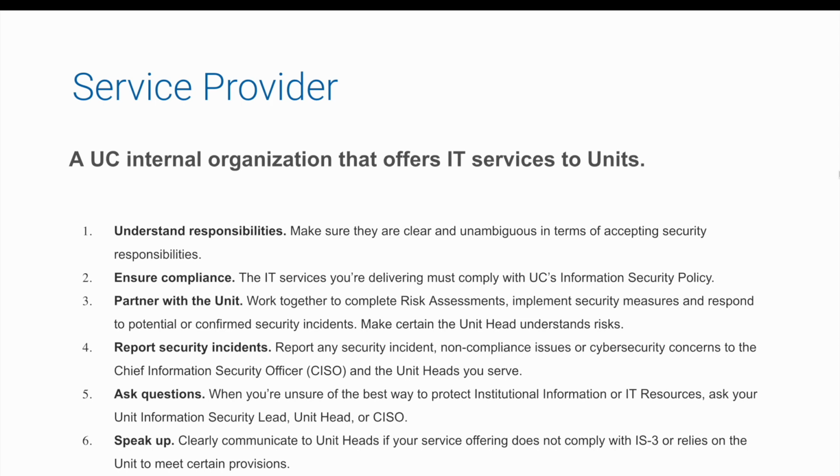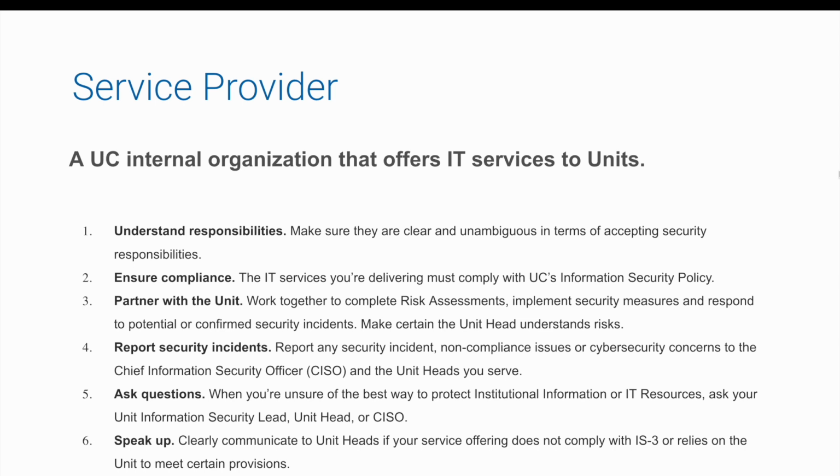The first being to understand responsibilities. Service providers must make sure they are clear and unambiguous in terms of accepting security responsibilities. Make sure the unit served and the service provider have a solid understanding of who's doing what. Next on the checklist is to ensure compliance. The IT services you're delivering must comply with UC's information security policy.